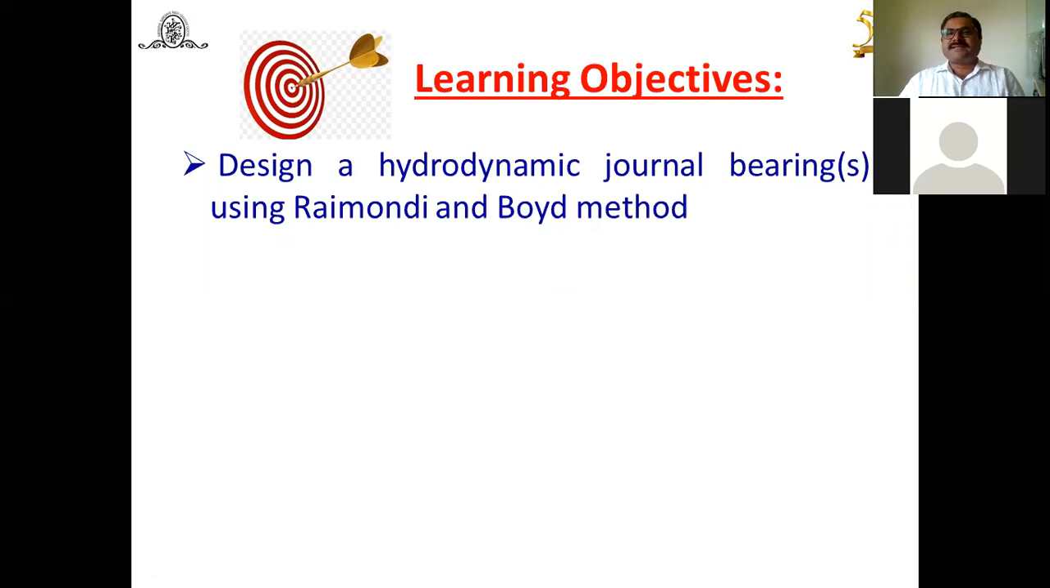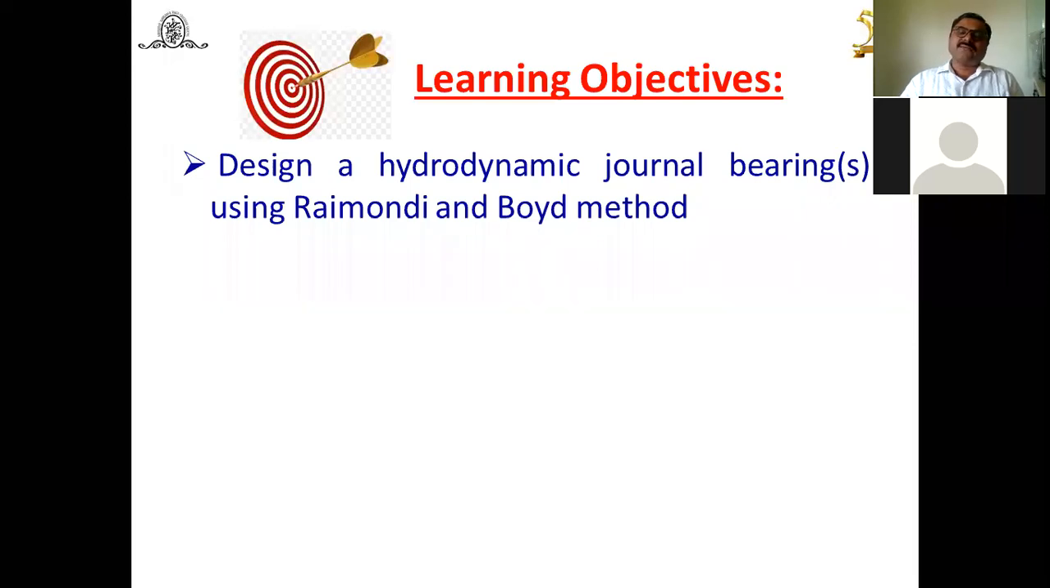In earlier sessions, you saw that to solve the Reynolds equation, Raymondi and Boyd worked analytically. They found the solution of the Reynolds equation and provided us some charts and tables in the form of non-dimensional parameters or variables. By using these variables, today we are going to solve the problems. This is the main objective today: design a hydrodynamic bearing.